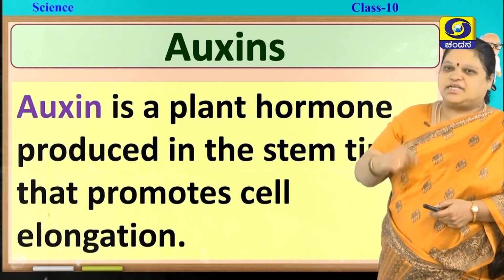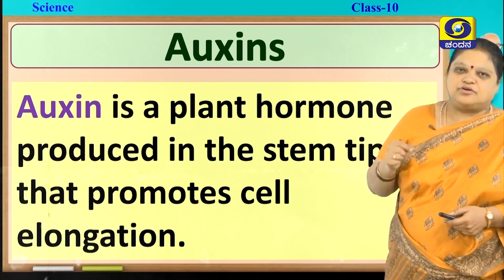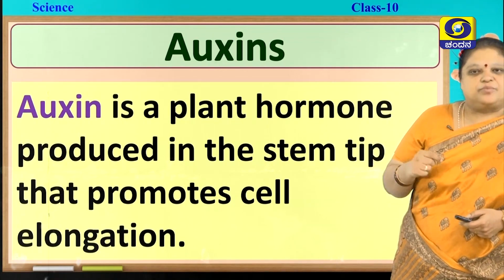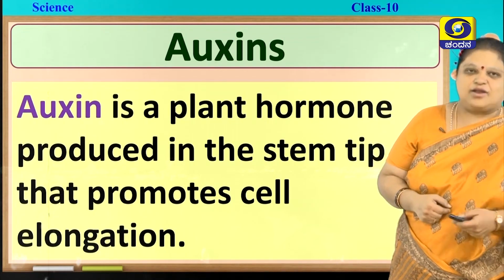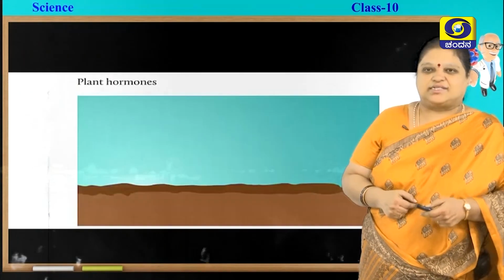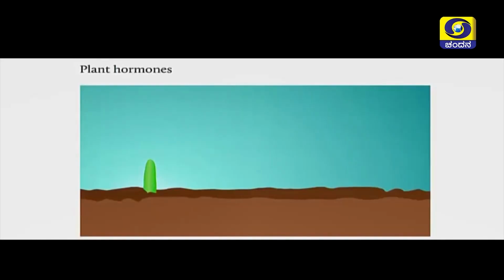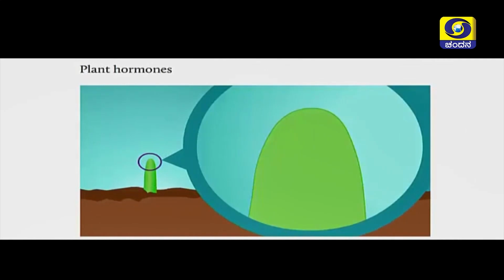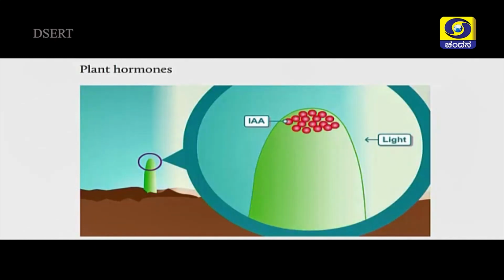So, auxin is a plant hormone produced in the stem tip that promotes cell elongation. Let us see how that takes place. Here a small shoot tip is growing. In the tip you find auxins. You can observe that these auxins will slowly move away from the source of light. So, the source of light is present, and it will be moving away from the source of the light.